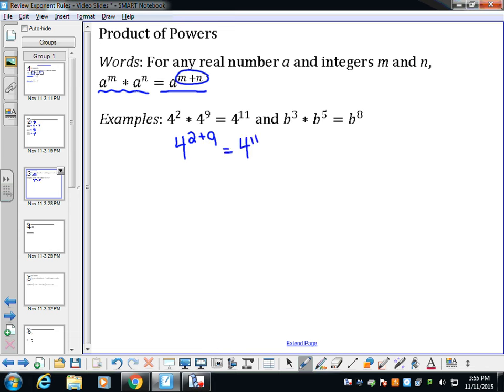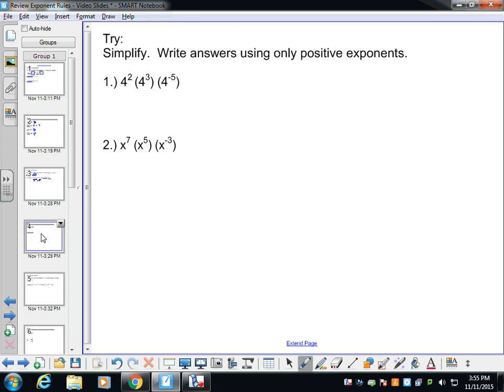We can also do it with variables. b cubed times b to the 5th is the same thing as b to the 8th. Take a minute, pause the video, try these on your own. Even though here we have 3 terms, it's exactly the same thing. I'm multiplying all these terms together.